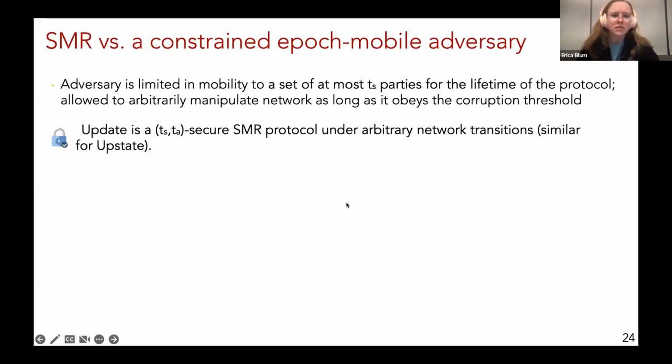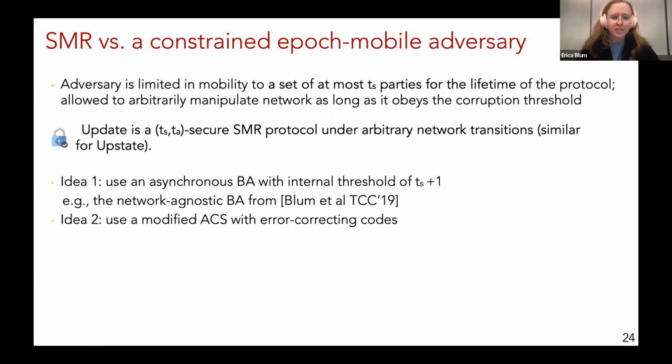It turns out that we really only need minor changes to the protocol that I already showed you in order to get this new definition of security. The main ideas, just to say really quickly, are to use an asynchronous Byzantine agreement as a building block with a higher internal threshold. For example, here's one in the literature that also happens to be our prior work. And then finally, we use a modified ACS with error correcting codes that help us get around the fact that we might have fewer shares to reconstruct than we would otherwise hope.